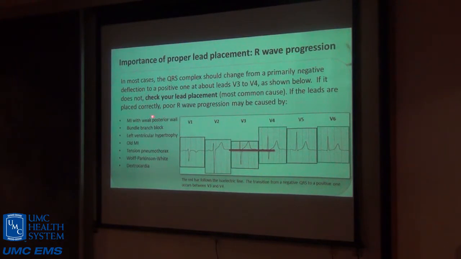Now, if I check my R-wave progression, and I notice that I'm not getting bigger as I go across, and I know my leads are in the right spot, this can become a big thing, because I may have an MI with a weak posterior wall. It could be a bundle branch block, left ventricular enlargement, old MI, tension pneumothorax, Wolff-Parkinson-White. So guys, a lot of these things can play in, but that's why we've got to make absolute sure that lead placement is proper to start with. I've got to have that R-wave progression.